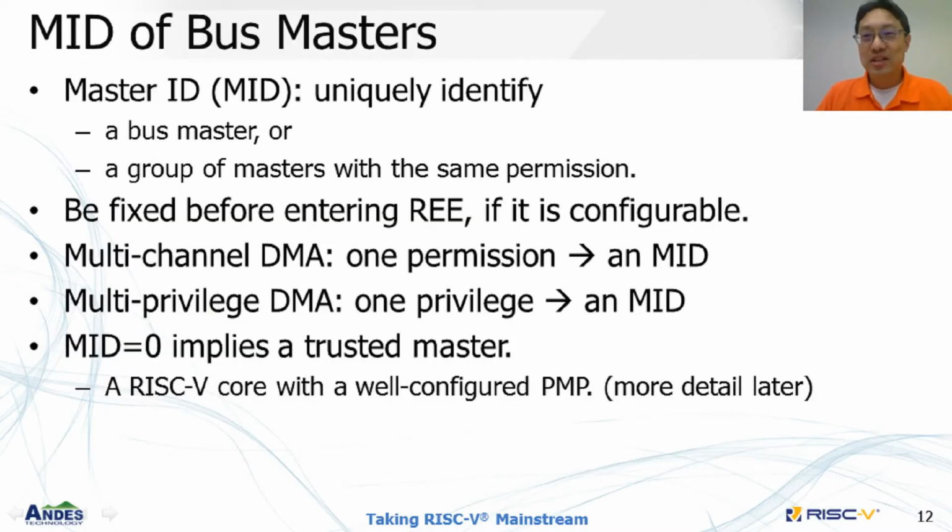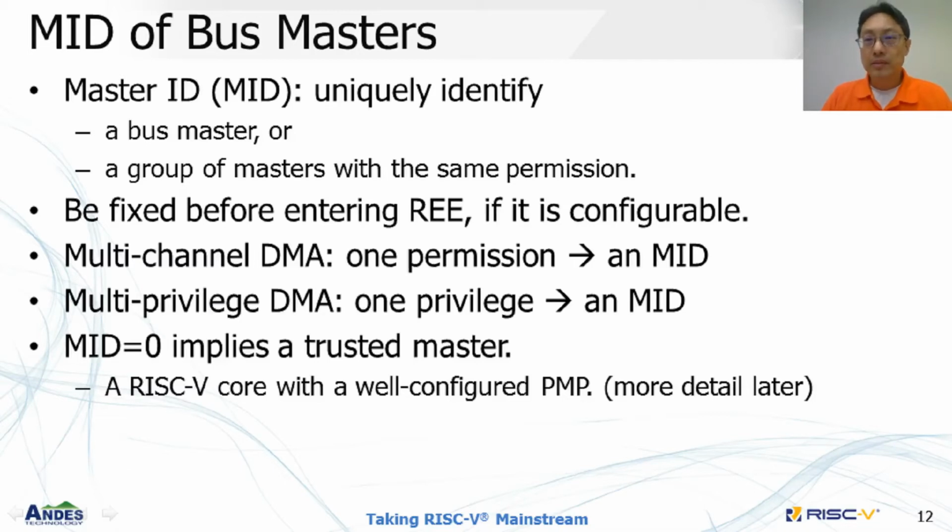To check a transaction, a checker, PMP or IOPMP, should know who issued the transaction, that is, the issuer of the transaction. While PMP uses process mode to distinguish who issued a transaction, IOPMP uses master ID, or MID, to identify the one issuing a transaction. And an MID represents one or a group of bus masters with the same permission.